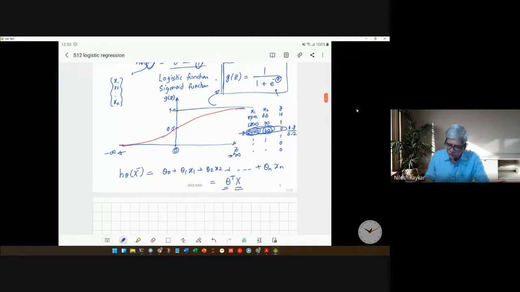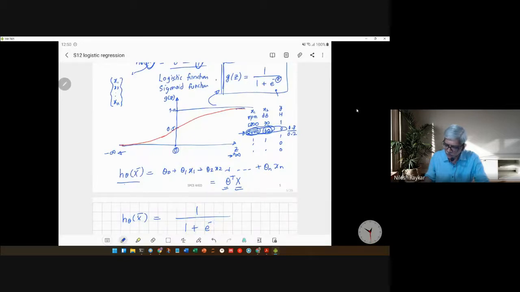So in a similar fashion, if you want to define h theta of x bar, we said that we'll be using the logistic function. So you require e raised to minus z. This z term should be some function of theta and x i. There are multiple possibilities.